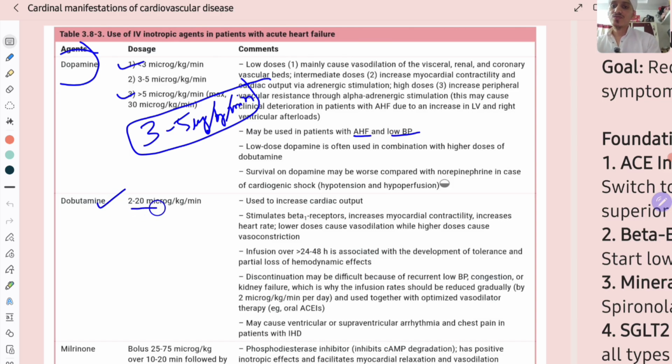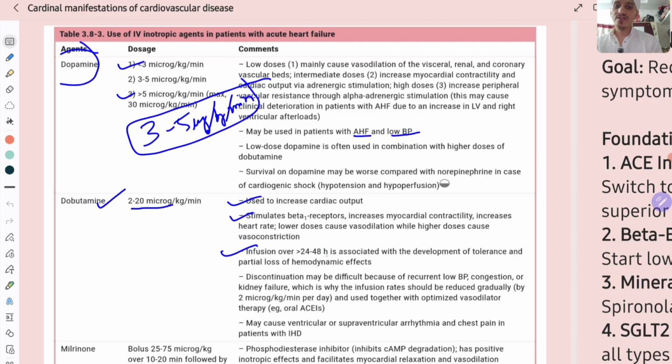Dobutamine, the dose is 2 to 20 microgram per kg per minute. Again, this also has the same pattern. Low dose will cause vasodilation, high dose will cause vasoconstriction, and intermediate dose will have a cardioprotective effect and increase the myocardial contractility. So it is used to increase cardiac output. It stimulates the beta 1 receptors, increases myocardial contractility, and increases heart rate. Lower doses cause vasodilation while higher doses cause vasoconstriction.